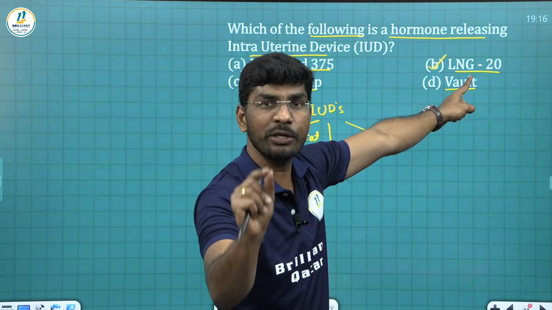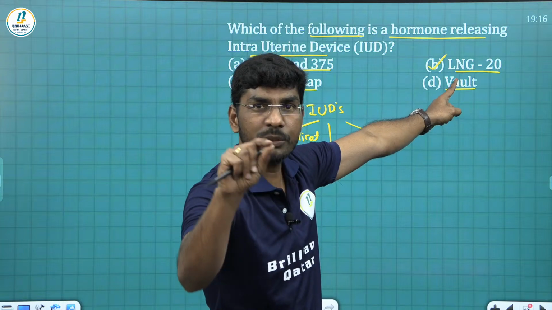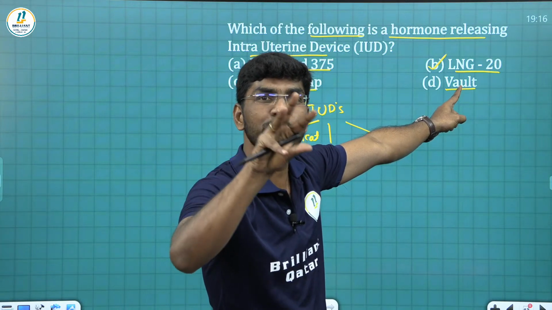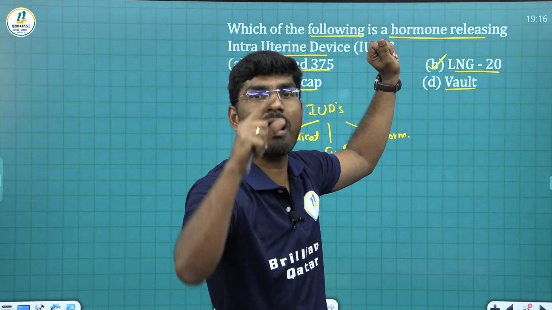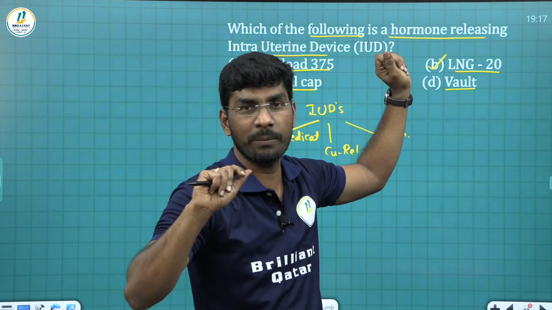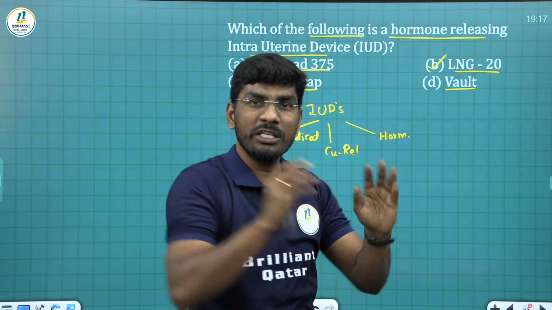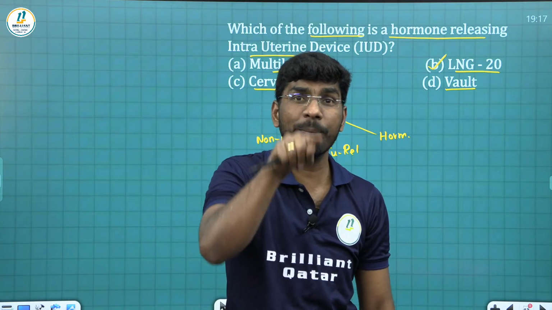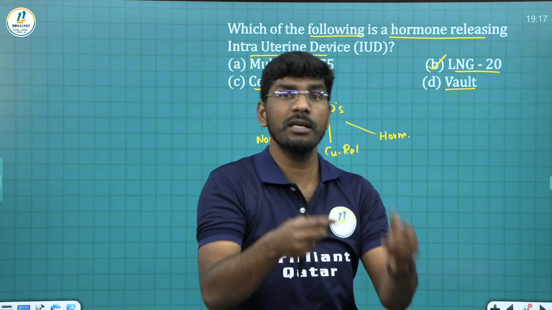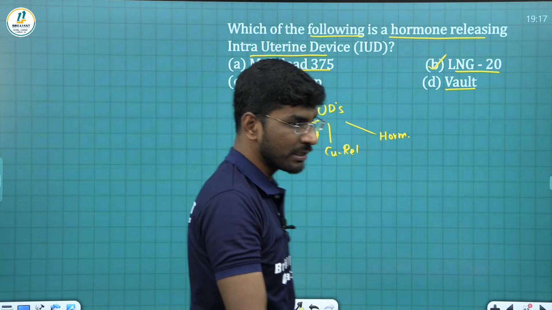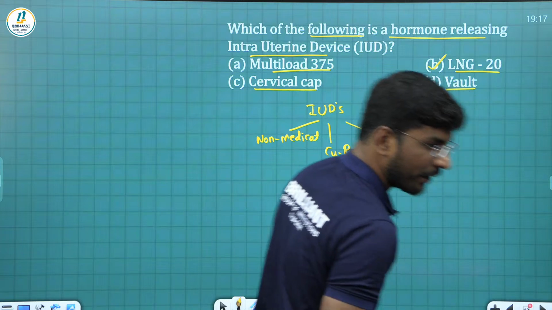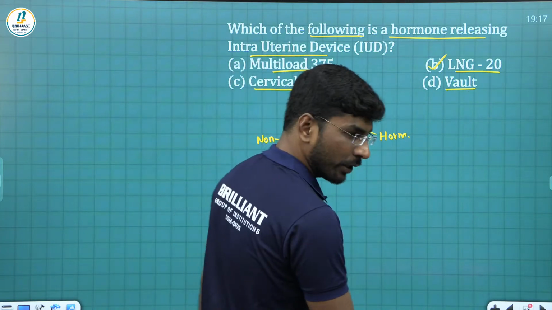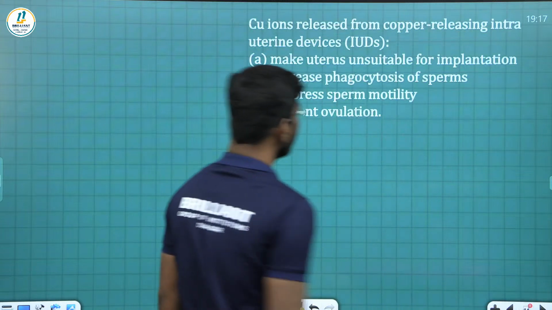Hormone releasing IUDs, two are given in NCERT: LNG20 and Progestasert. These two function to make the uterus unfit for the implantation. One is non-medicated IUD, just a physical barrier like this, to stop the movement of sperm. Number two, copper releasing IUDs, whose major function is, tell me, to suppress the motility, right? Suppress the motility. So what about this one? Tell me. This one is what, beta? LNG20. Next, what about this one?